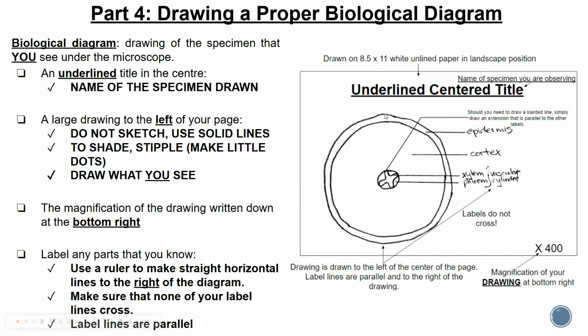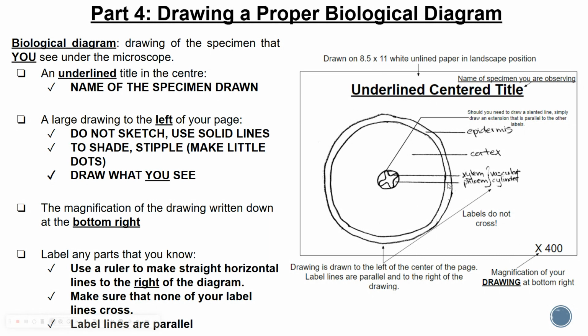You want to make sure your drawing has firm, solid lines. You're not going to sketch. No sketching like you would do if you were an artist. Just firm, solid lines. You're not going to shade anything in. If there's any dark spots, you don't shade it in. Instead, you stipple, which is where you make repeated dot motions. Dot, dot, dot, dot. We'll see what that looks like in a minute. So you're going to stipple. And at the bottom right, you'll have the magnification, your drawing magnification.